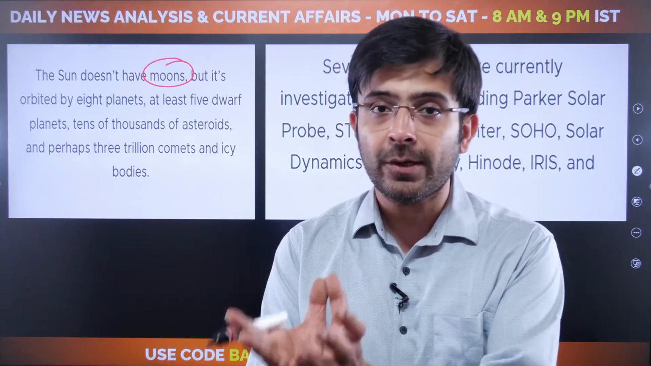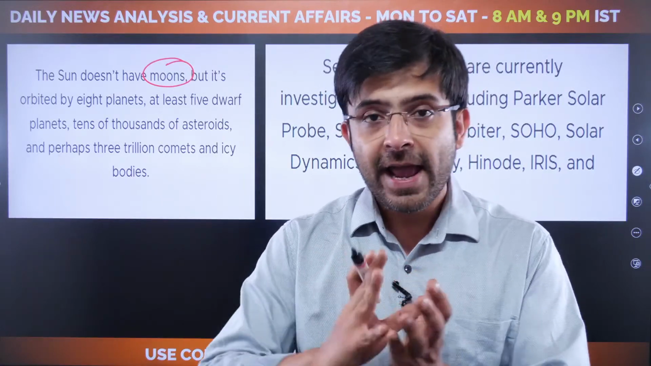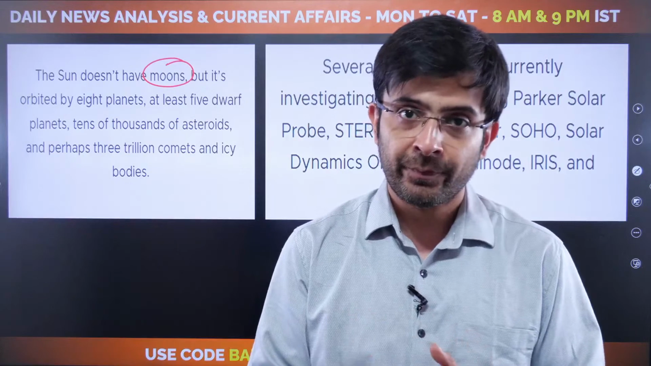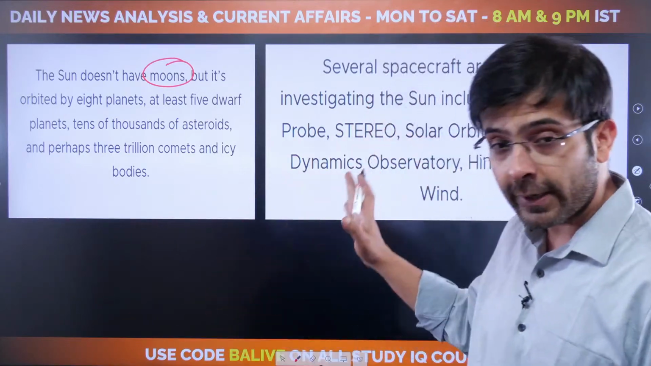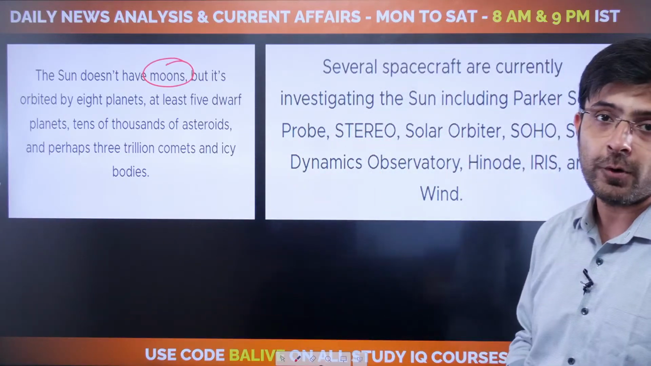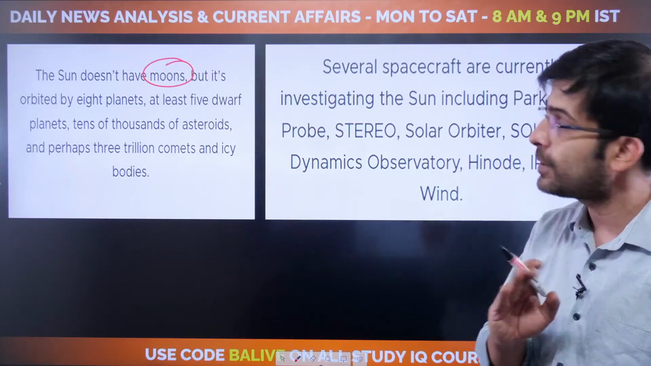Everything from planets to asteroids to our moon, in a way, everything is focused around the sun. And yet, in spite of that, you find that the sun does not have moons. What are the different space probes or space missions that have been sent so far to study the sun?